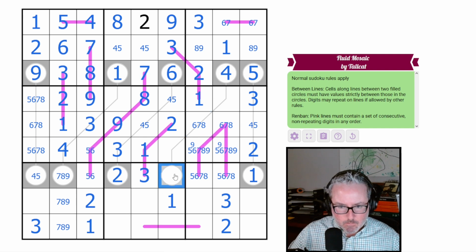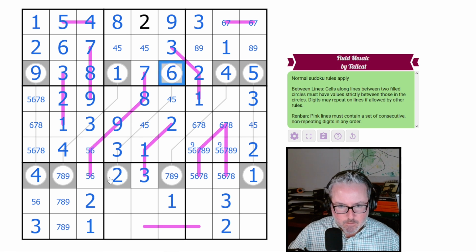This guy here, what can this be? It has to be higher than at least 6. 7, 8, 9. 5, 6, 7, 8, 9. This is 4. It's the only thing left. 5, 6, 7, 8. This becomes 5 or 6. That's fine. What else do we have?